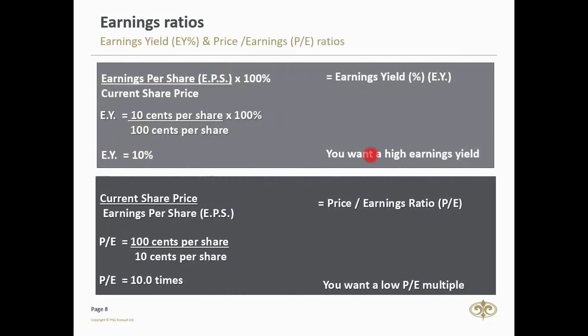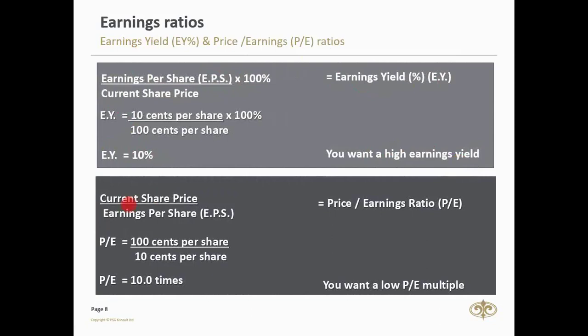So the idea is you want a high earnings yield. If you want to compare one share to another share in the newspaper, you want to go for the higher yielding share on earnings. It's like the savings account in the bank. What would you prefer, 5% returns on your money or 10%? Yes, you want to go for the higher earnings yield.